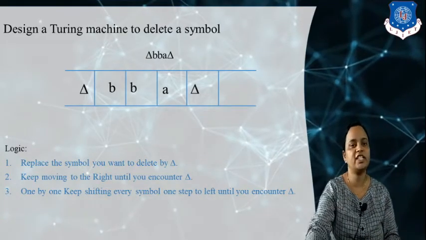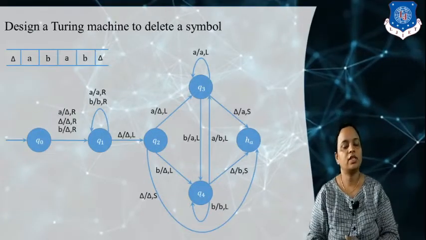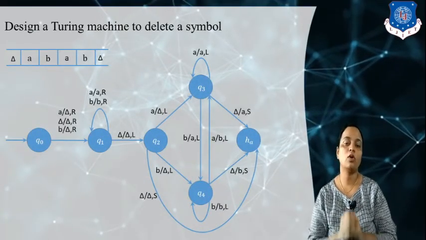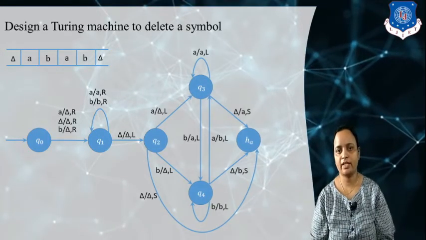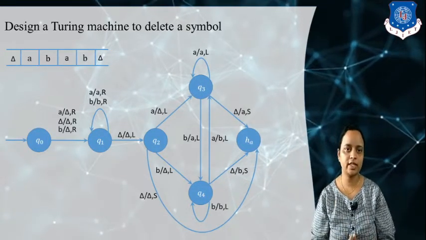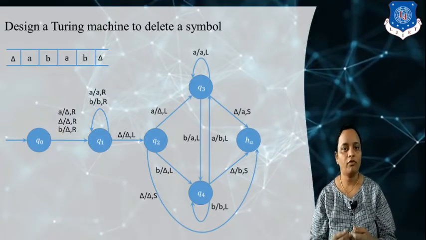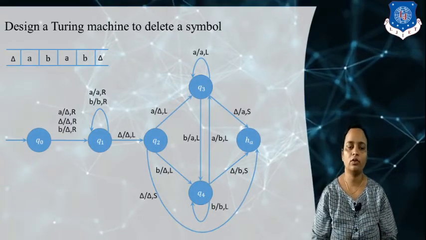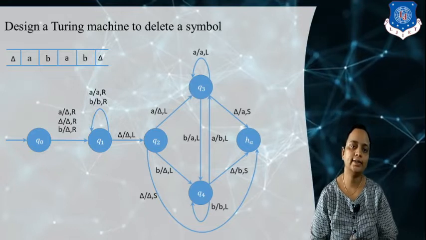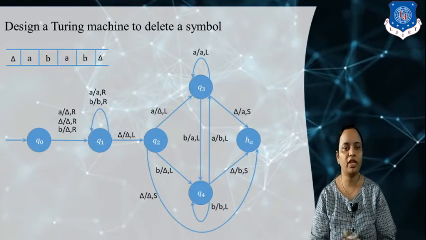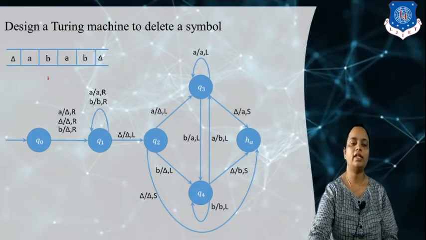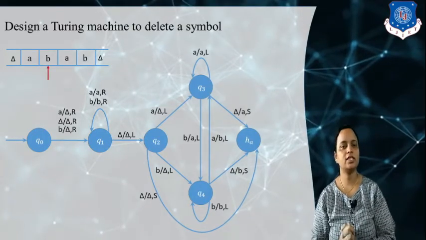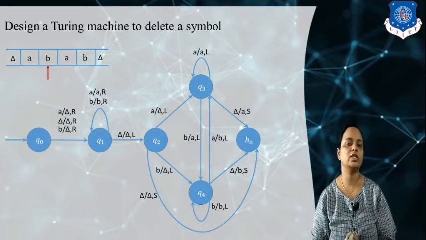Now let us understand this logic by using the state transition diagram. This is the state transition diagram of a Turing machine which deletes a symbol. Now let us understand the state transition diagram with the help of an input string. My input string is ABAB, and my tape head is pointed to the second symbol of the input string, which is a B.